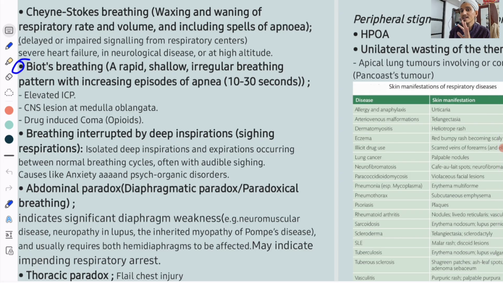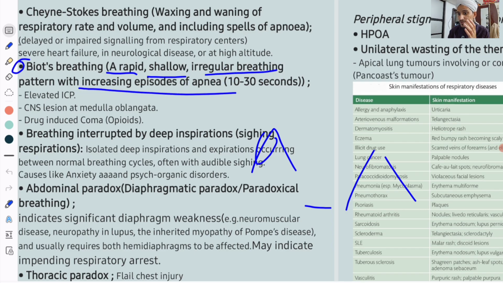Okay, but this is irregular. You will have apnea anytime. You will have anytime increase in the respiratory rate, anytime decrease in the respiratory rate. That is not regular. That is irregular type, Biot's breathing. It is rapid, shallow. It is not deep. It is a shallow, irregular breathing pattern with increasing episodes of apnea.